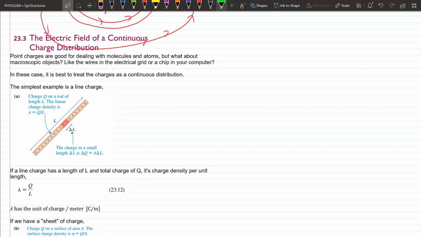So if you can calculate the electric field from a rod, a sphere, and a plane, you can actually do it for any shape by superposition, adding all these electric fields together.